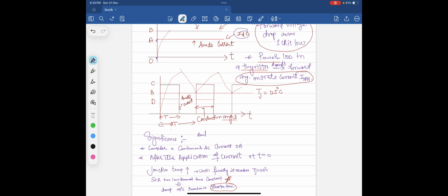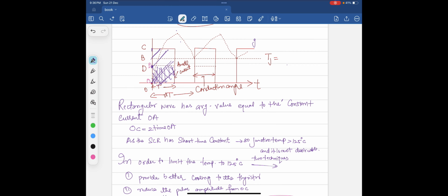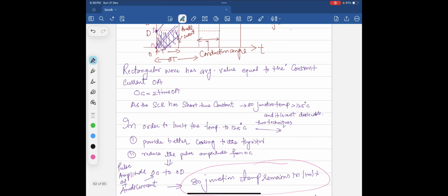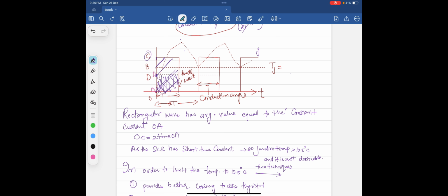Here, due to overcurrent, it rises so fast that it passes the junction temperature of 125 degrees Celsius. So, what methods do we apply to reduce this? Although it can damage the device. In order to limit the temperature to 125 degrees Celsius, first, provide better cooling to the thyristor. Second, reduce the pulse amplitude. So, we reduce the pulse amplitude from OC to OD.